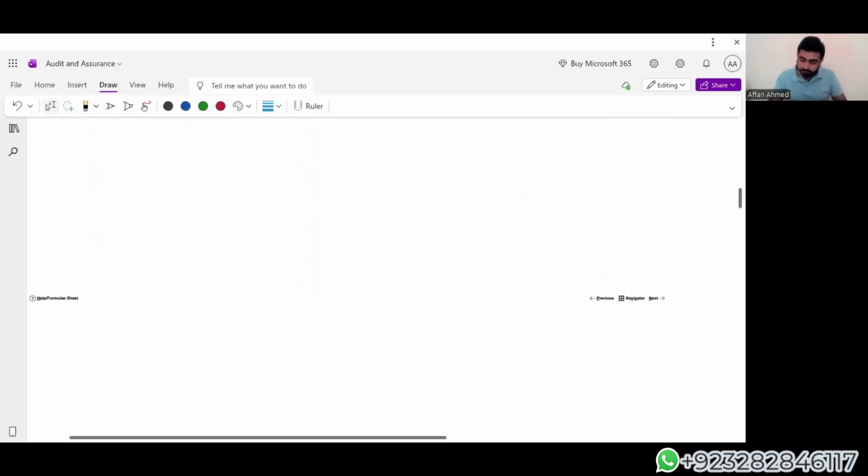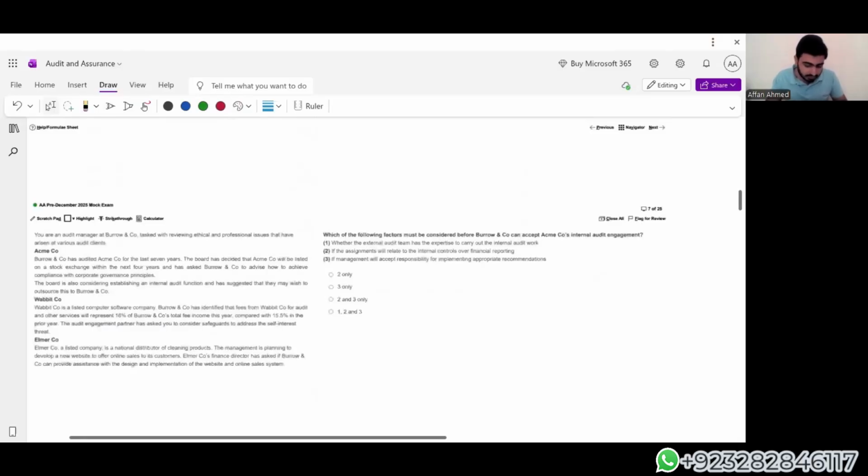Number 2. Now, what does it say? It says, which of the following factors must be considered before Burrow and Co. can accept Acme Company's internal audit engagement? Let's see. They are basically being asked to set up an internal audit department.